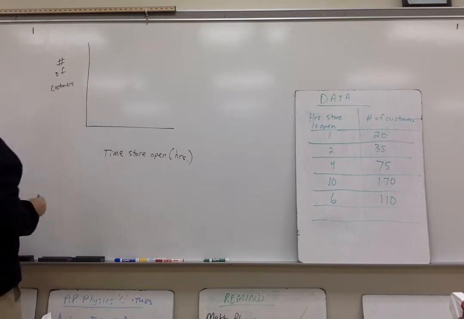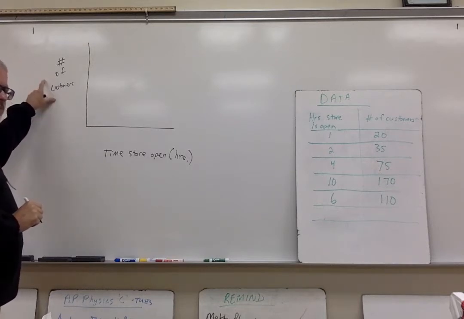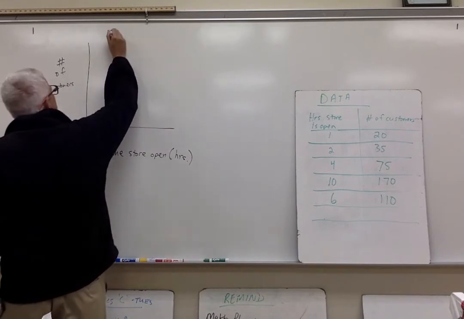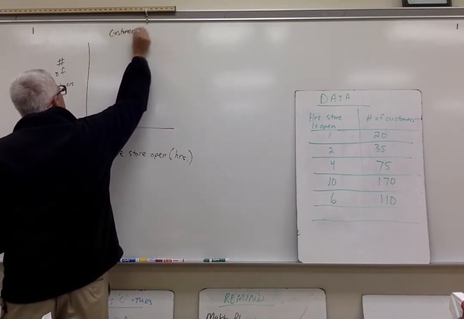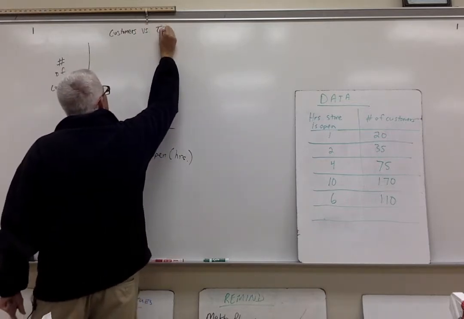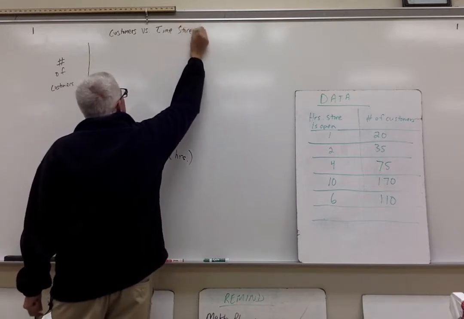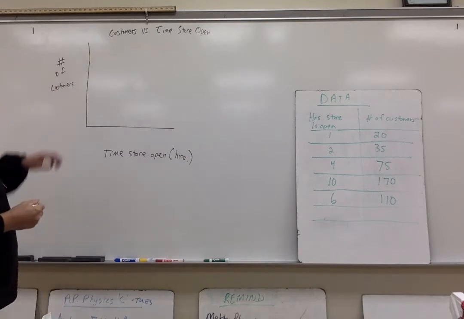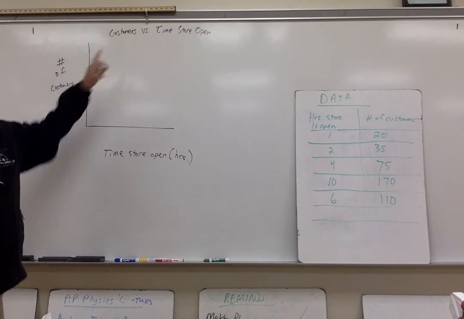Now you always want to title your graph, and the conventional way to do that is to put whatever your y-axis variable is versus your x-axis variable. So I would say customers versus time. And you can put time stores open if you want. So what we've got off the bat is we've picked our variables, dependent and independent. We've labeled them, and we've got a title.